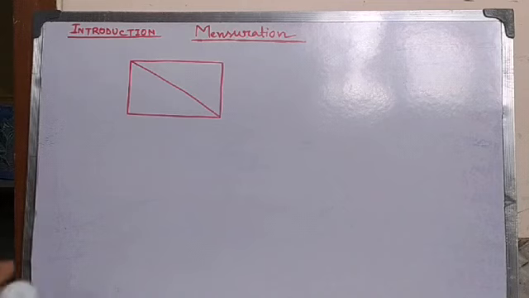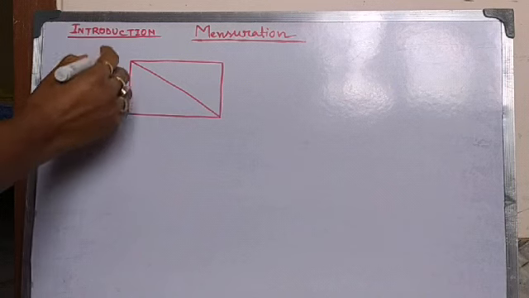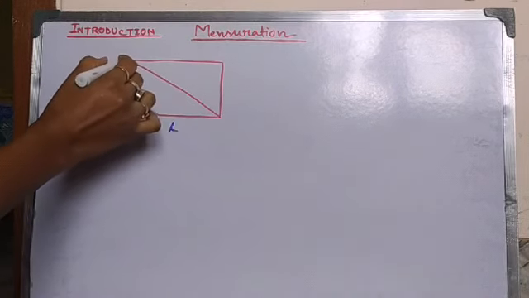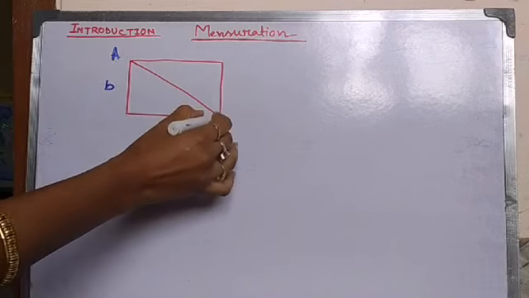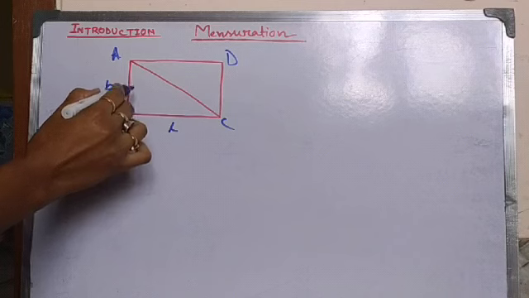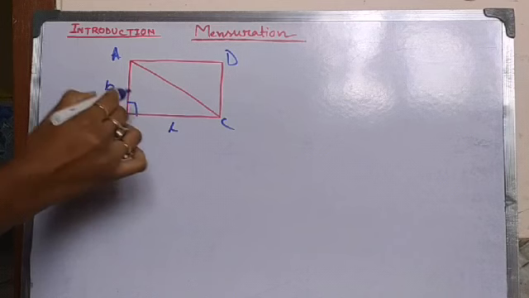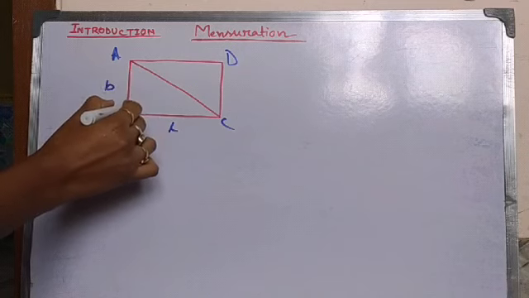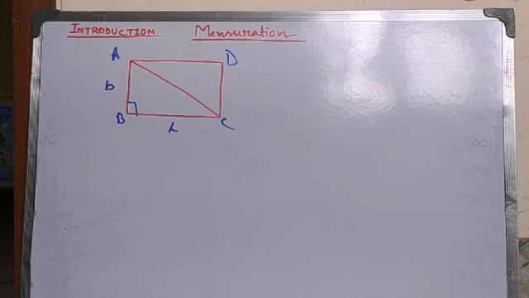Now here I will show you how to find out the diagonal of the rectangle. This is breadth, this is length, and this is the diagonal. So AC is the diagonal of the rectangle. In the rectangle all the angles are 90 degrees, so the side opposite the 90 degree angle is the hypotenuse. So here we can use the Pythagoras theorem.